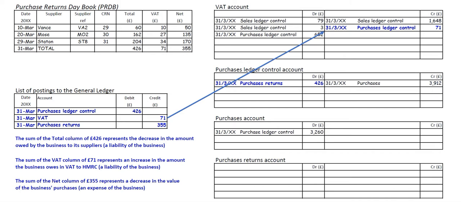And finally, we'll record the net amount in our purchase returns account. So that's £355 on the credit side of our purchase returns account. We'll date it the 31st of March, and the description we'll use is purchase ledger control account, because the corresponding debit to that credit can be found in the purchase ledger control account. And that is how we transfer or post information from the purchase returns daybook into the general ledger.